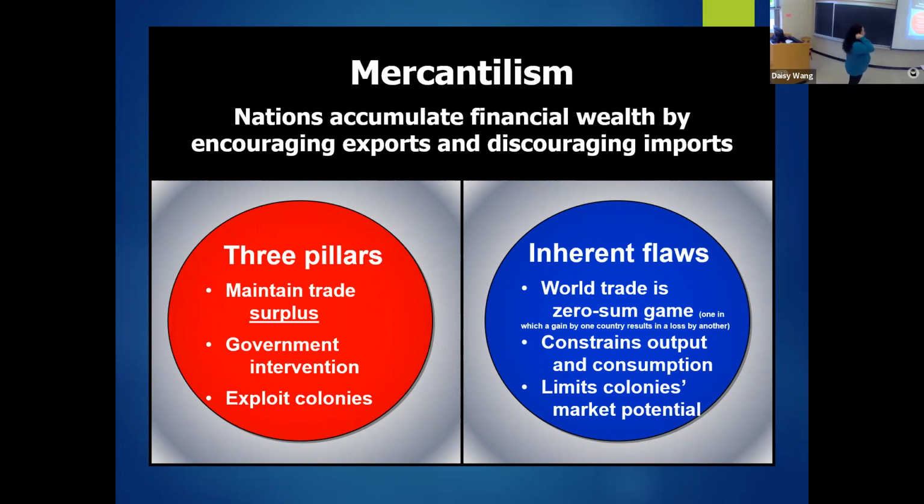So they have three beliefs, three pillars. One is we want to maintain a trade surplus, meaning we want more export than import. They also believe in government intervention: government should help business to export. And then they exploit colonies. At that time the US was not part of it, but the UK had a lot of colonies all over the world. Germany had some other countries. France also had some, and so did Spain and Portugal.